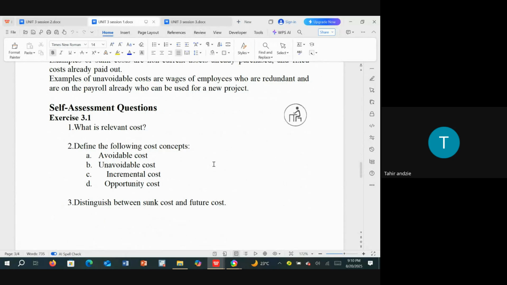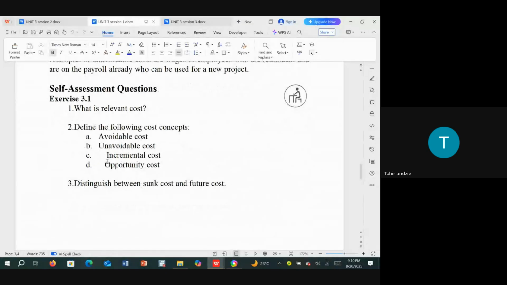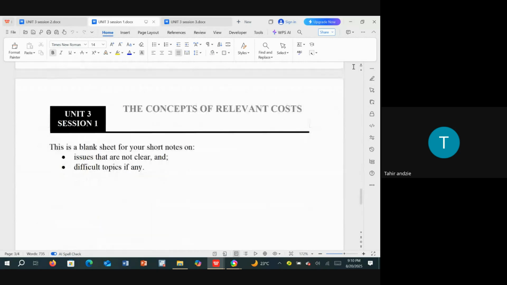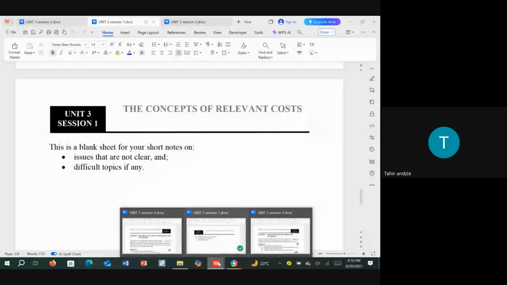Then, for example, we have a few questions. What is a relevant cost? Be able to explain what a relevant cost is for theory purposes. Define the following concepts that relate to relevant costs: avoidable costs, unavoidable costs, incremental costs, opportunity costs. Distinguish between sunk costs and future costs. Right, so let's move on to the next session, session 2.